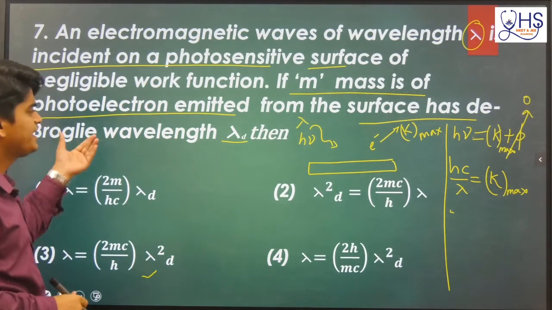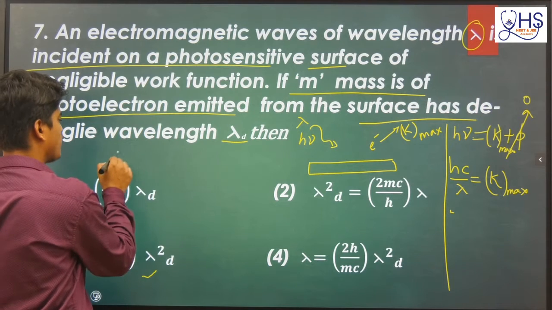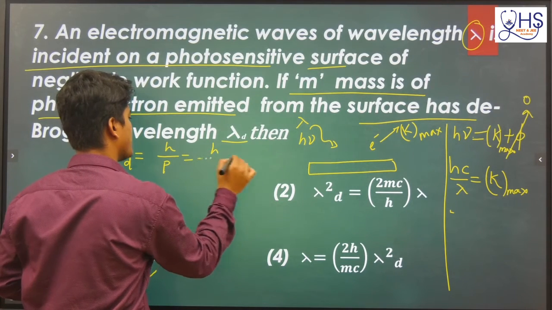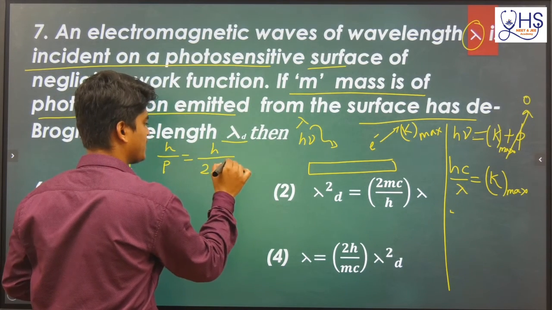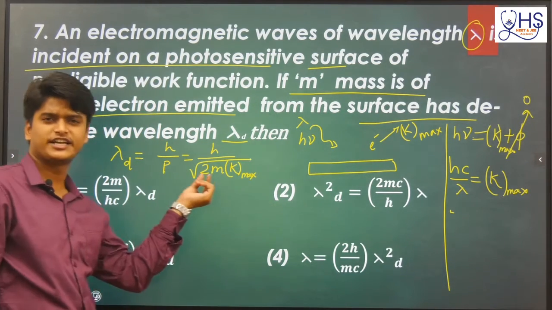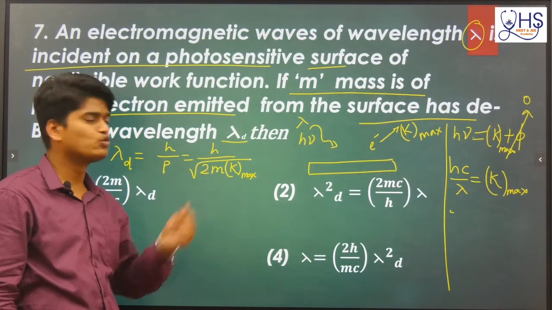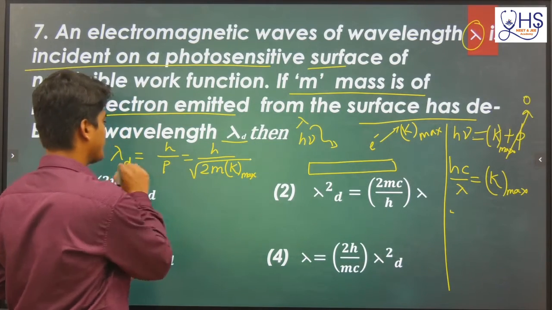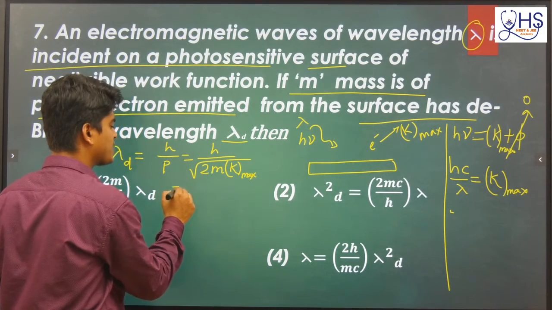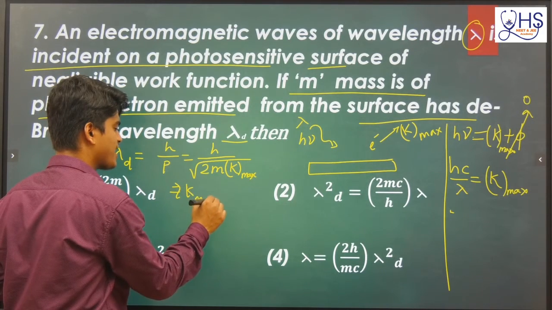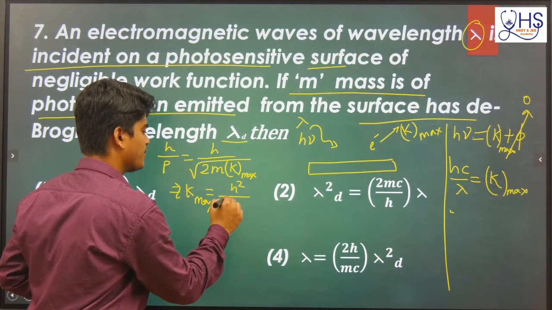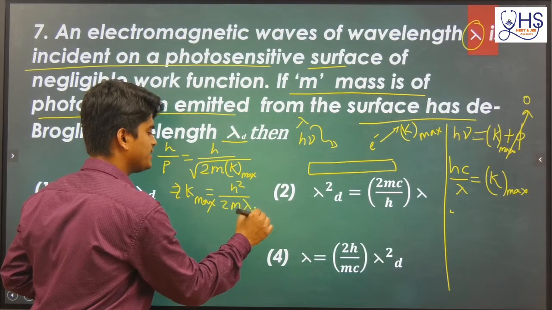Now we need to go for the de Broglie wavelength. So de Broglie wavelength is what? That is lambda d, which is nothing but h by p, or you can write h by root of 2m into kinetic energy. Let me write this kinetic energy also as maximum. So momentum is basically root of 2m kinetic energy max. And if I find what this kinetic energy max is, I have to square both sides, so definitely it will become h square divided by 2m lambda d square.